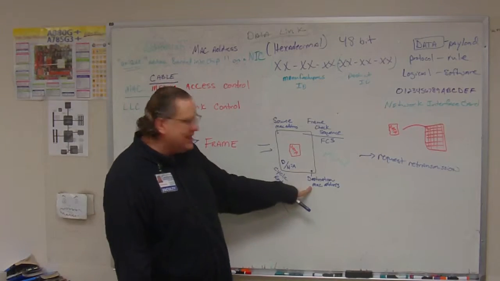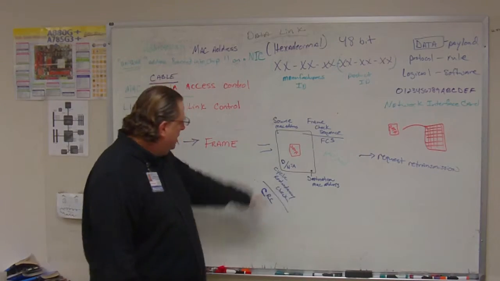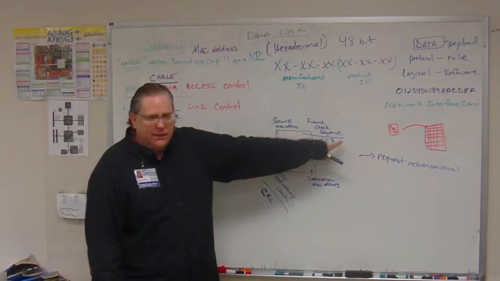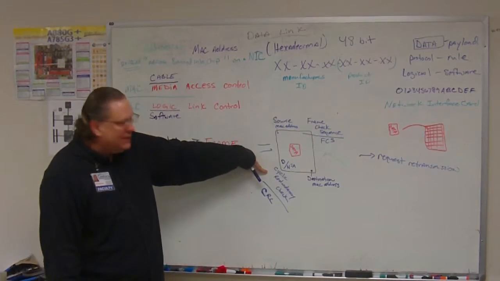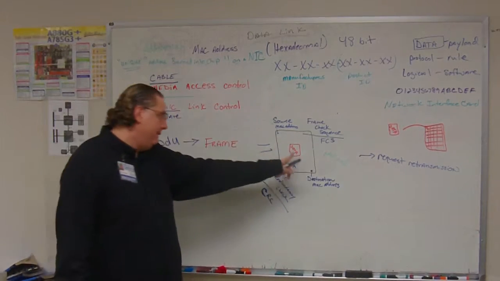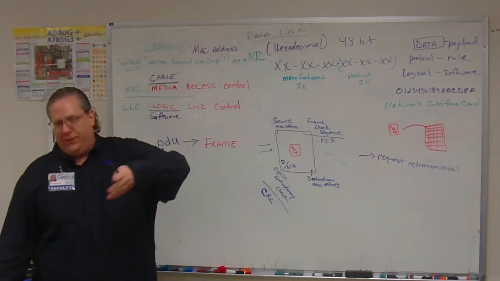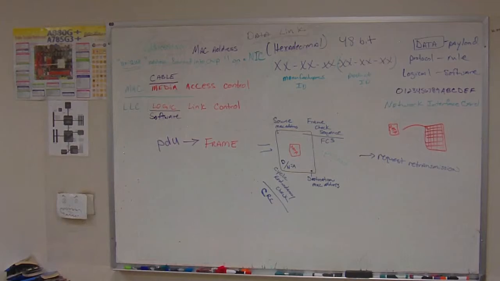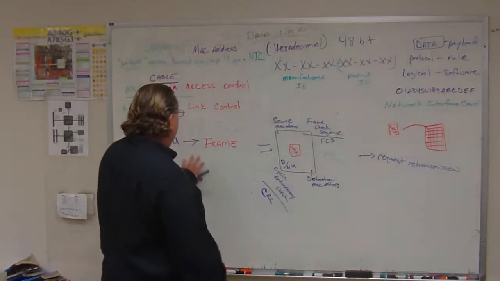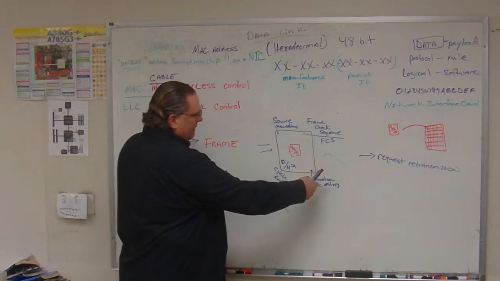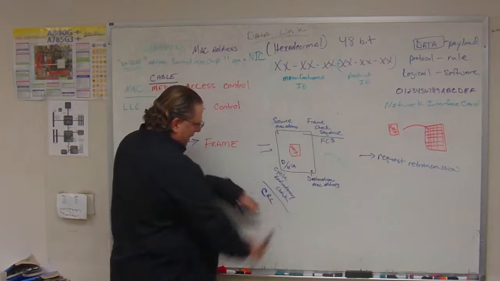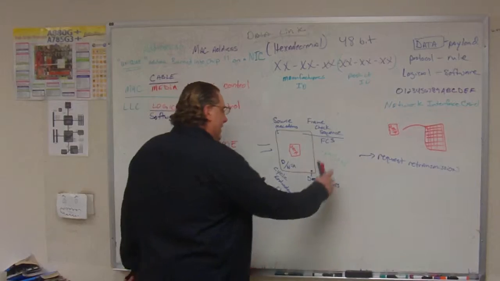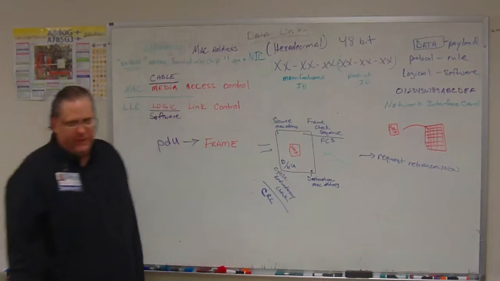Source and destination MAC address. Frame check sequence, the cyclic redundancy check. And data, payload. I will accept data. But try to remember payload. It's probably going to be on that certification test that way. So the definition of a frame is the source and destination MAC address, the frame check sequence, and the cyclic redundancy check with payload. That's right.